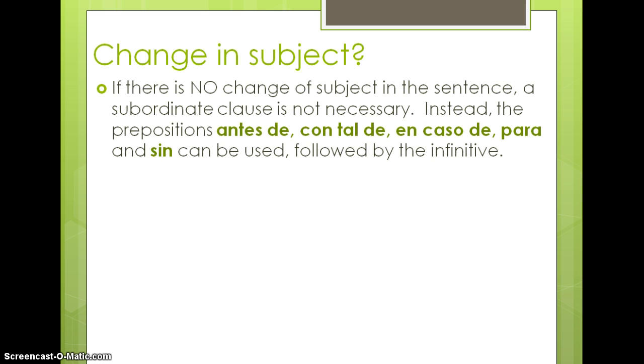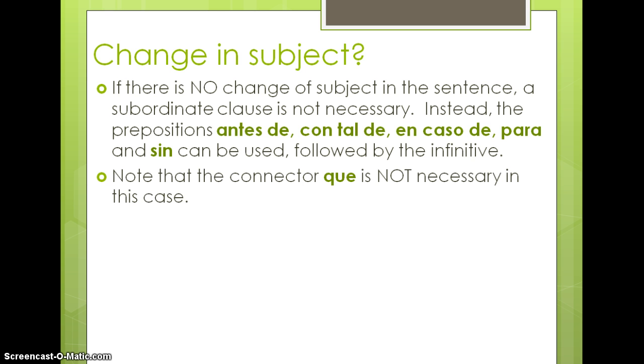Change in subject? Well, if there is no change in subject in a sentence, then a subordinate clause is not necessary. Instead, you'll probably see the use of these prepositions, which are then going to be followed by the infinitive. So they would be antes de, con tal de, en caso de, para, and sin. Here's a note that the connector is not necessary because we are not changing the subject.